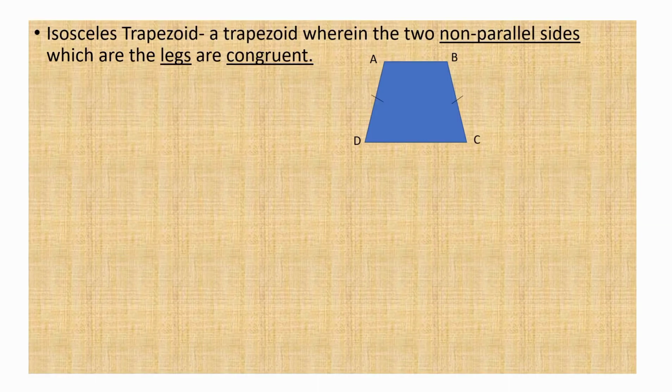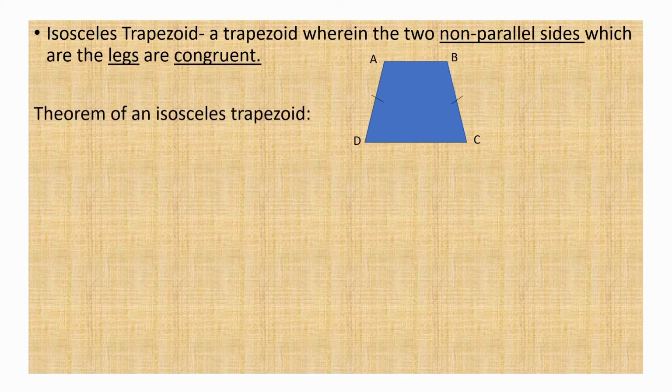Next to discuss is about trapezoid. So we have here isosceles trapezoid. It is a trapezoid wherein the two non-parallel sides, which are the legs, are congruent. So in this isosceles trapezoid ABCD, the legs here are AD and BC. So meaning leg AD is congruent to leg BC.